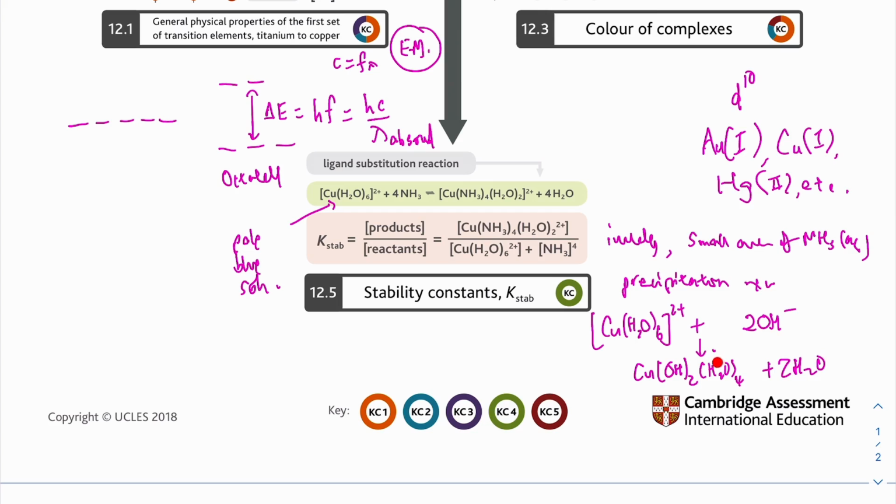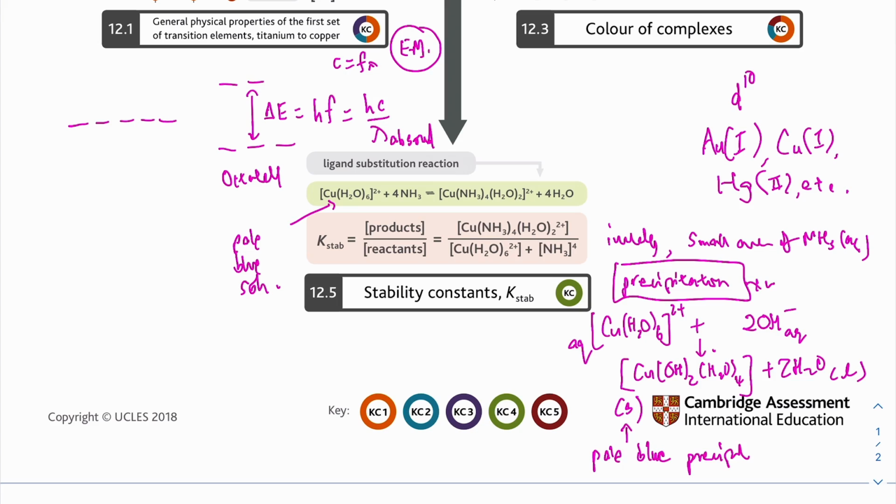Some books will show it without the 4H2O, so that means you kick out 6H2O. That's perfectly fine. This is a precipitation reaction because this is aqueous, this is aqueous, this is solid, this is liquid. That is a pale blue precipitate or solid. But again, this is because NH3 is a weak base. It dissociates in water to give you OH minus, partially, because it's a weak base.